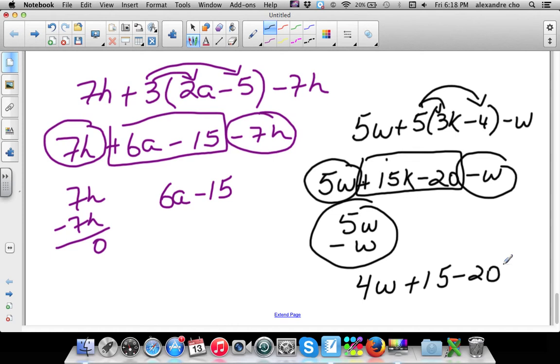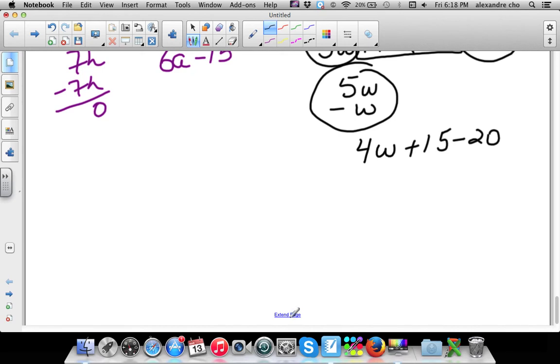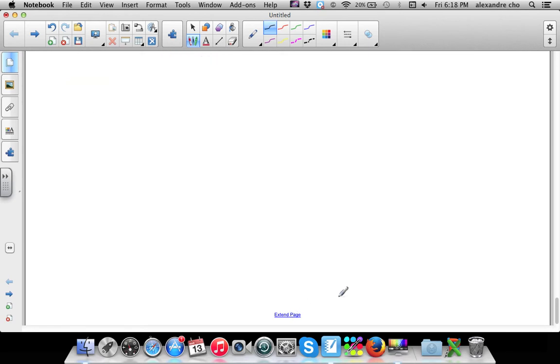Got two more problems. So the last two problems are a little bit bigger. You need the answer of the previous one to move on to the next one. So let me show you what that means.